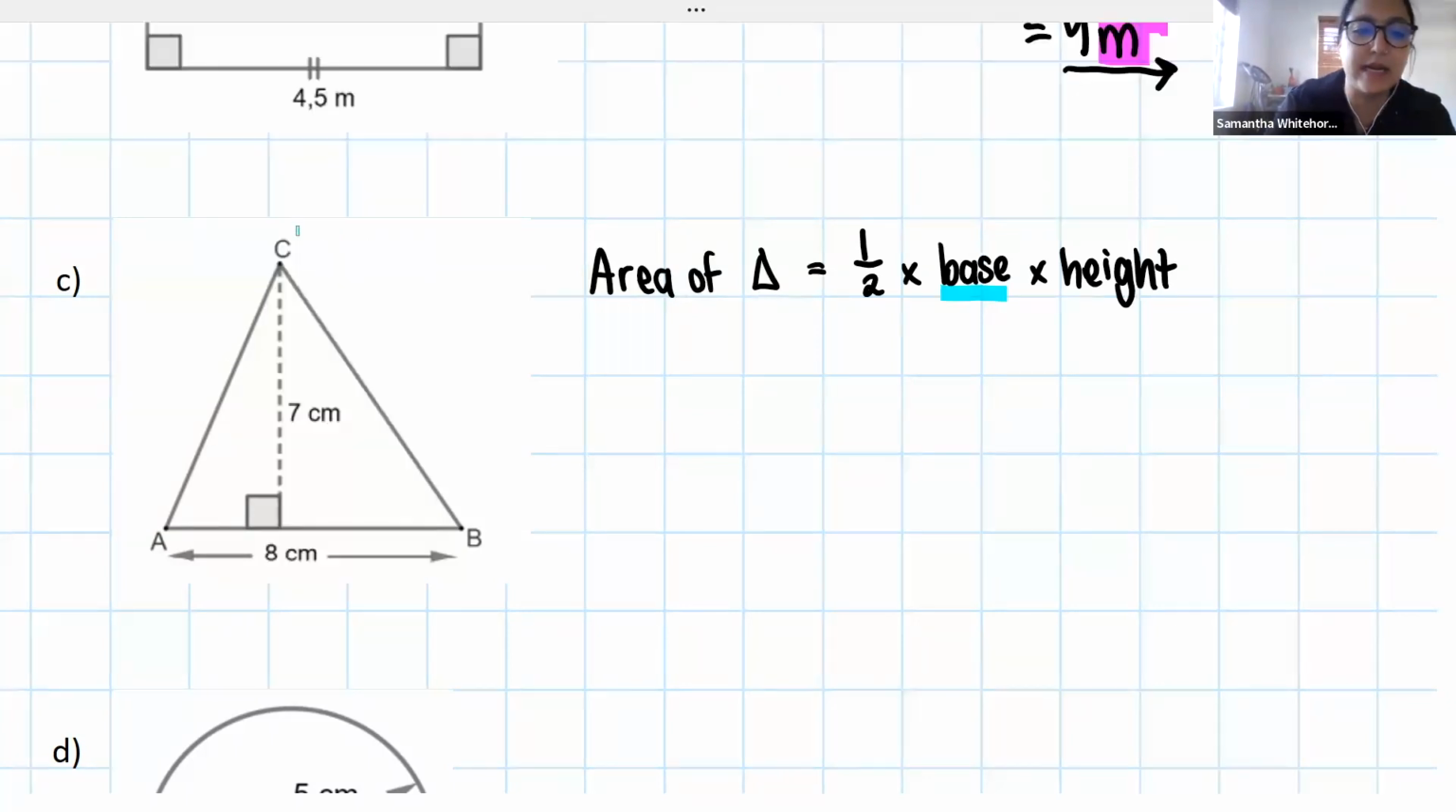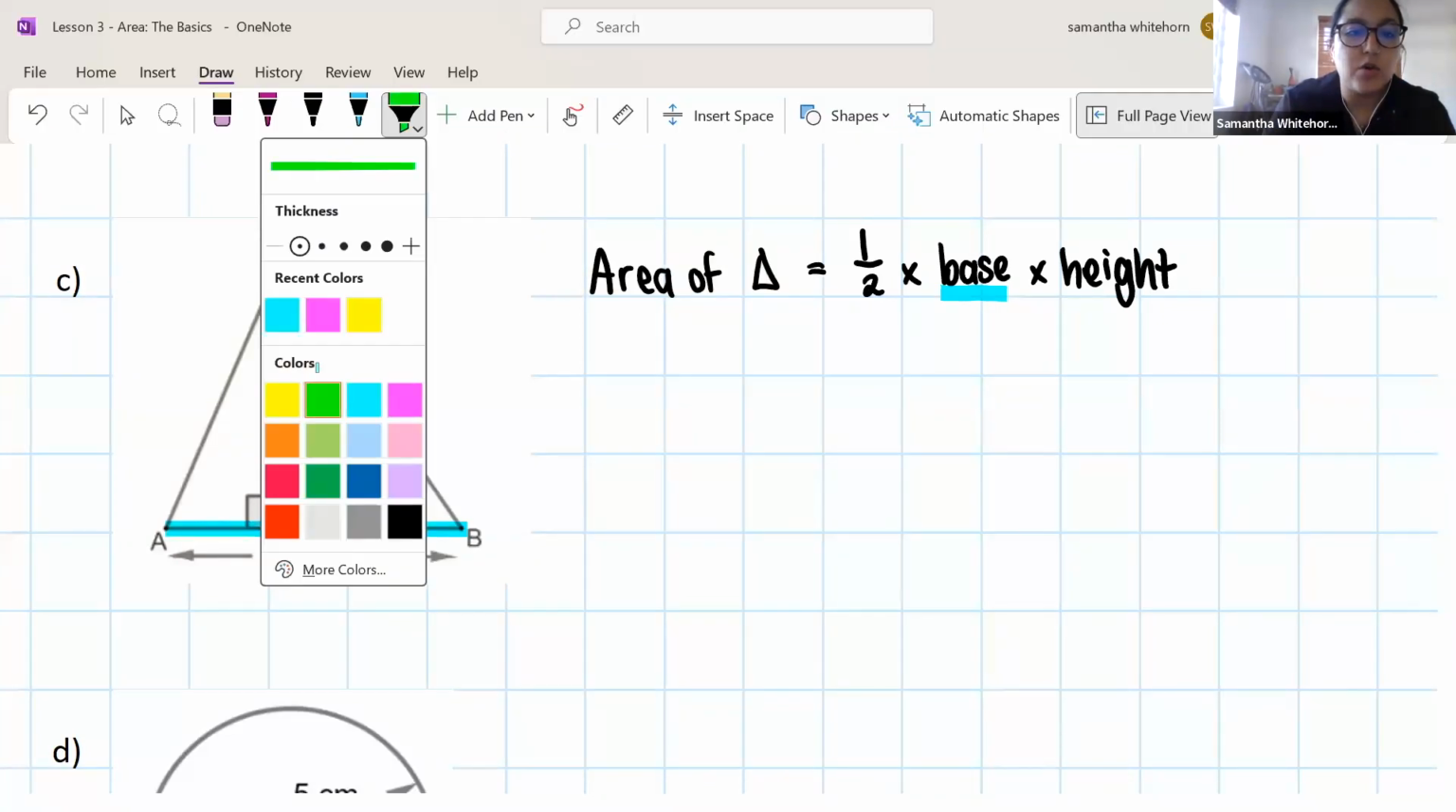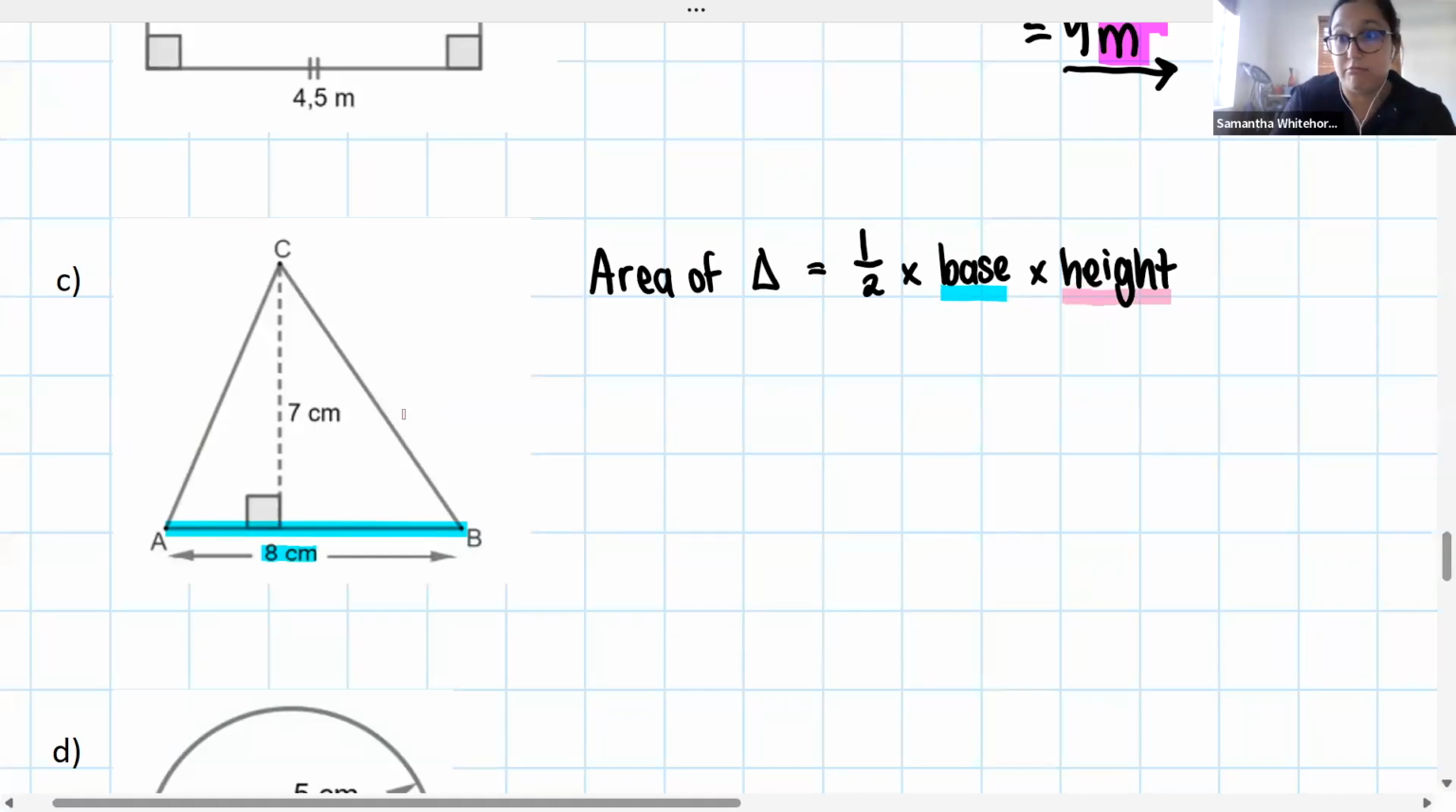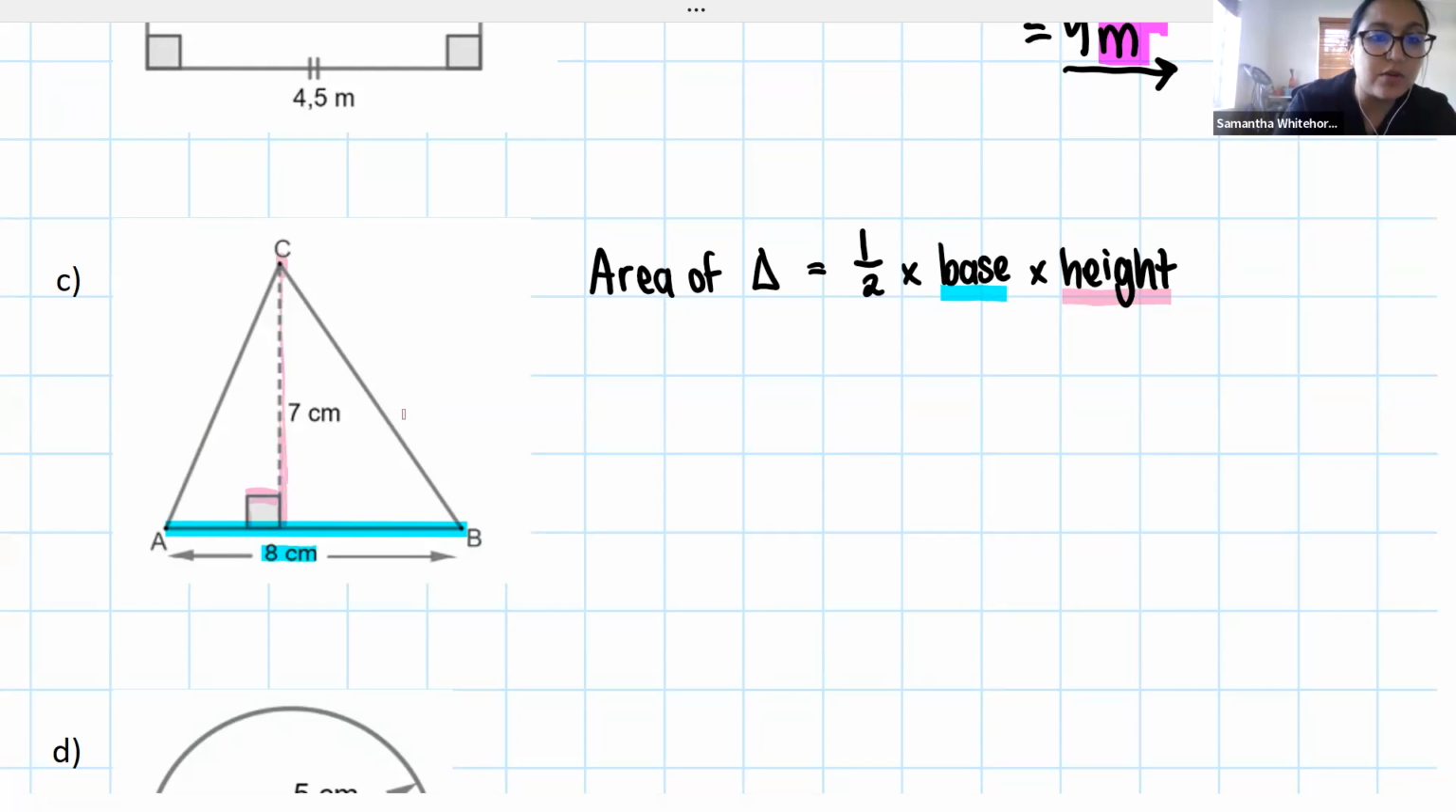So if we look at the base length, remember I said the base length, as the name implies, is the length at the bottom. So that's 8 centimeters, from point A to point B. I then need to know where my height is. And remember, the height is from your base to the tallest point of your triangle at a right angle. I've actually been quite nice in this example. I've given you the height automatically. You didn't have to work it out with Pythagoras. I've told you that the height is 7 centimeters.